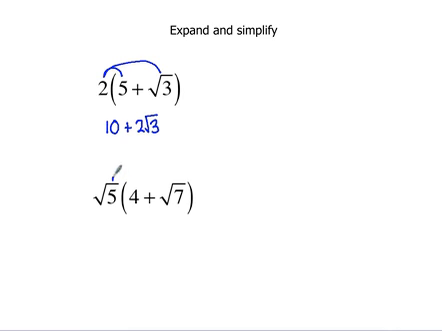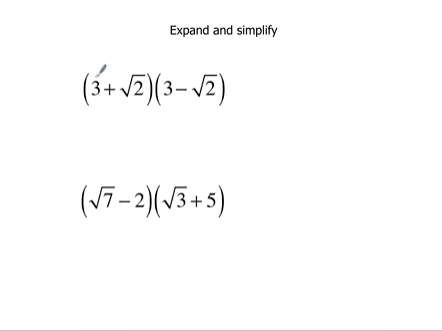So the next one, I'm going to multiply everything by root 5. So root 5 times 4 will be 4 lots of root 5. And then I've got the square root of 5 times the square root of 7, which will be positive square root of 35. And I can't put these two bits together either. They're different square roots, and I can't simplify either of them, so I can't actually put them together. So we keep them like this.